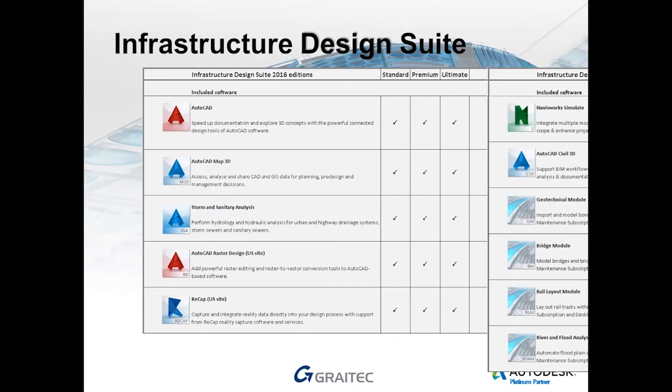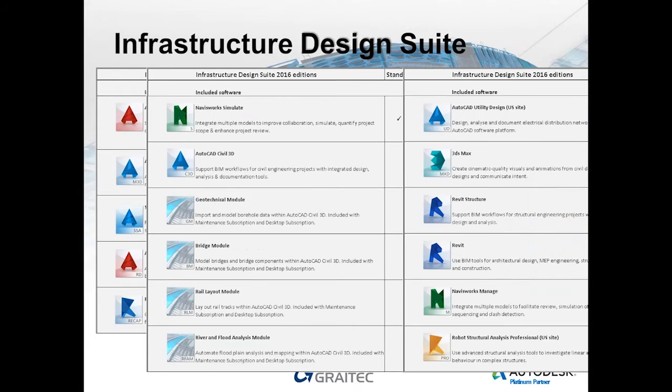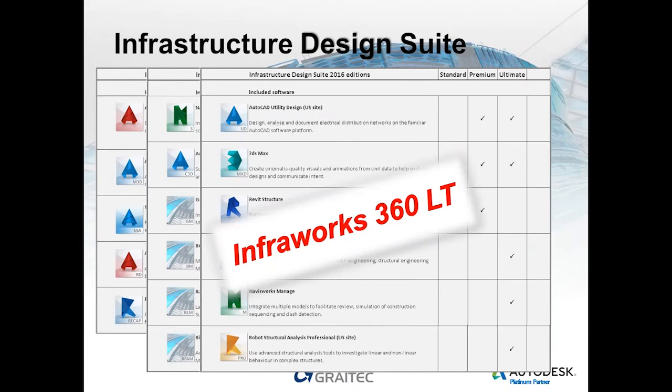Now you can just download Infraworks from the website. Just go to autodesk.co.uk or autodesk.com and just download the 30-day trial. And then after 30 days, if you've purchased it, you'll get all the features that you've purchased. If you're an Infrastructure Design Suite Premium user or Ultimate user, or if you've got Building Design Suite Ultimate, then you'll get the use of Infraworks 360 LT. If you're none of the above, you'll get a free viewer.